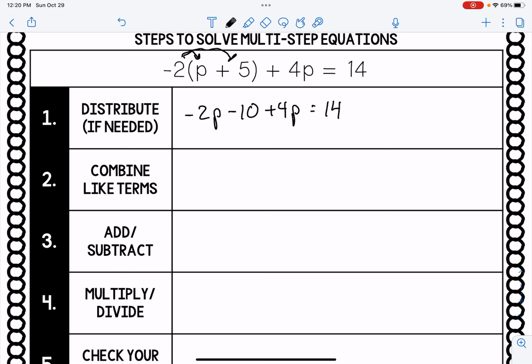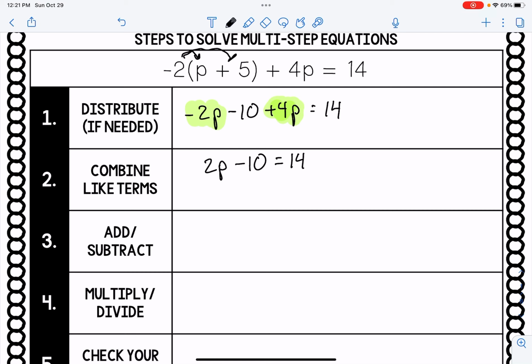So second step was to combine like terms. That was one of the things I had talked to you previously about. So we have 2 like terms here. We have negative 2p and 4p. They both have a p attached with them, so they are like terms. They have the same variable taken to the same exponent. So we're just going to combine those. Negative 2 plus 4 is 2, so we have 2p minus 10 equals 14. So we have now combined like terms. This is what our equation will look like when we have combined them.